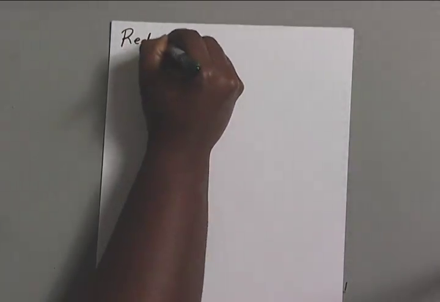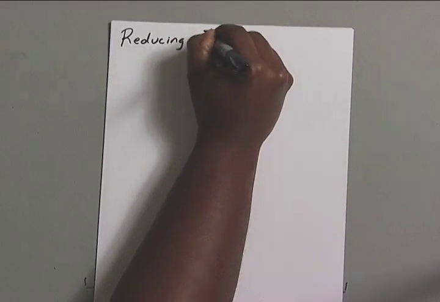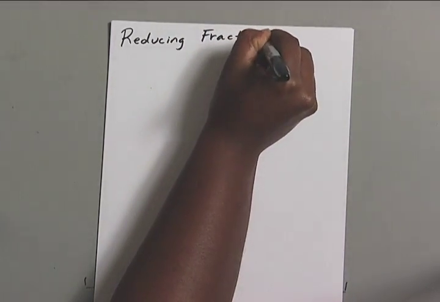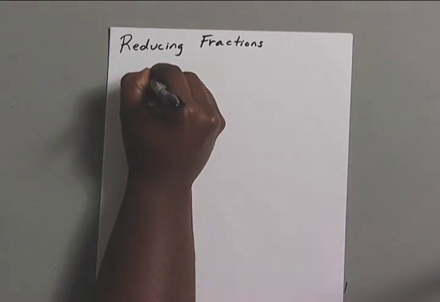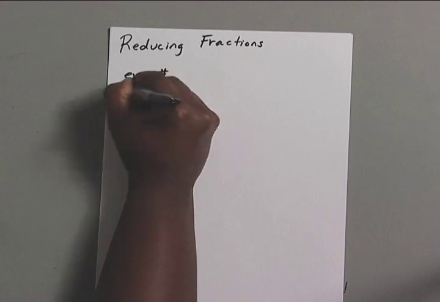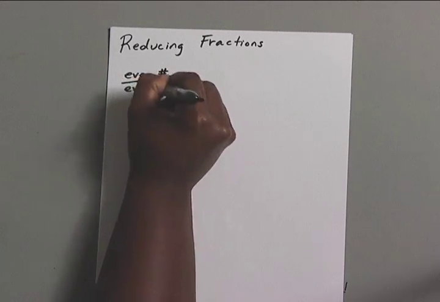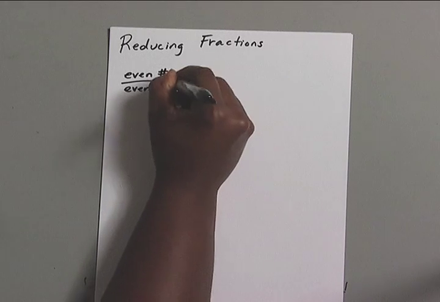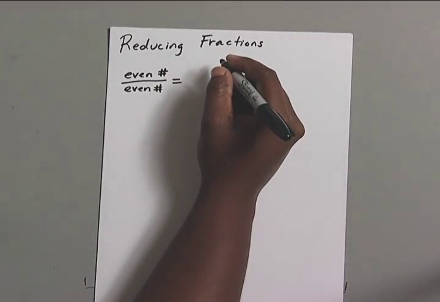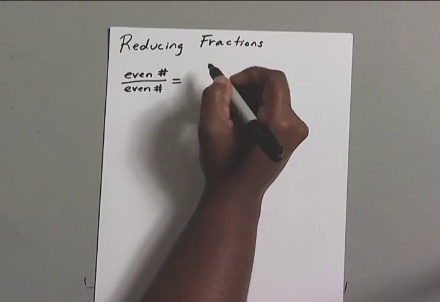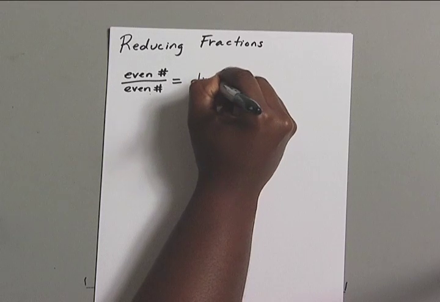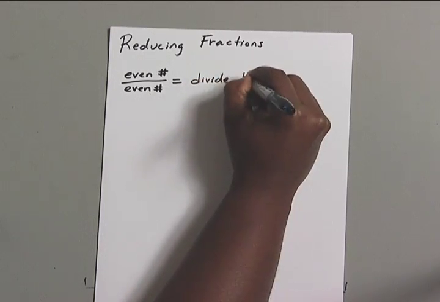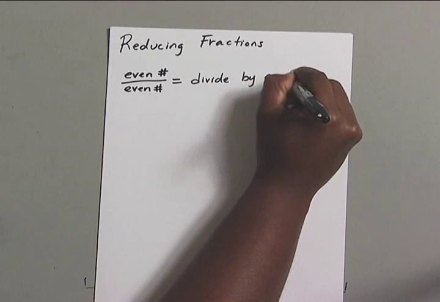In this lesson here, we're going to talk about ways to reduce fractions. One thing that I learned over time is that if you have an even number over an even number, and so hopefully we know that our even numbers are 2, 4, 6, 8, 10, and so on and so forth. So if we have an even number over an even number, we're going to divide by an even number.